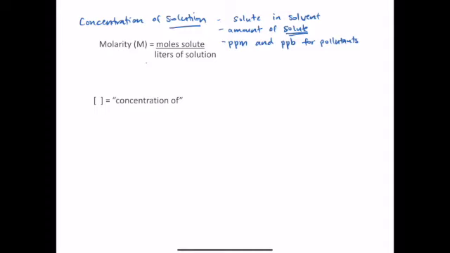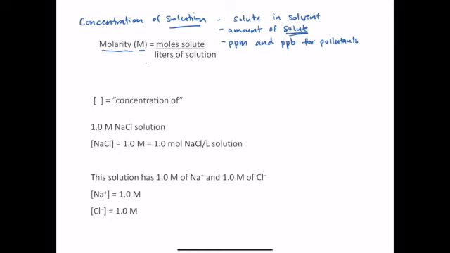But the most common in lab that we find is called molarity. Molarity is an uppercase M, and this is a calculation that involves the moles of the solute divided by the liters of the solution. And so it's used for solutions that we'll be using in lab in reactions.